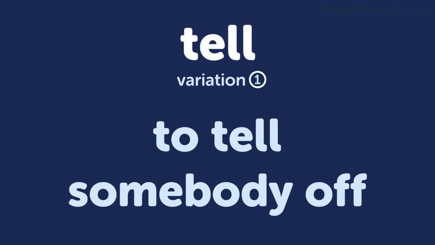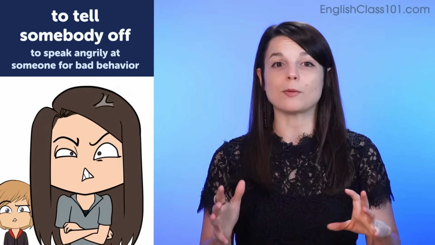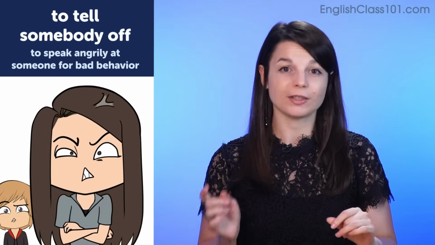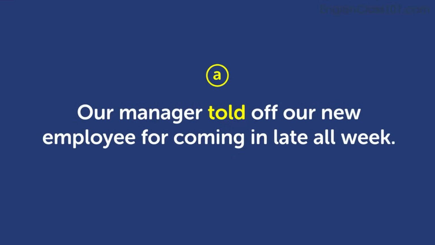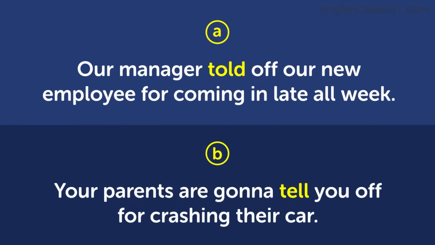Now let's move along to some variations in how we use this verb. The first variation is to tell somebody off, to tell somebody off. This means to get angry with someone for their bad behavior. Let's look at some examples. Our manager told off our new employee for coming in late all week. Your parents are going to tell you off for crashing their car.